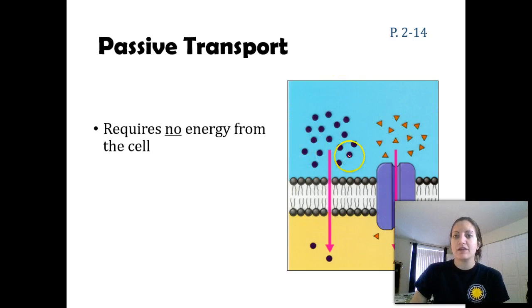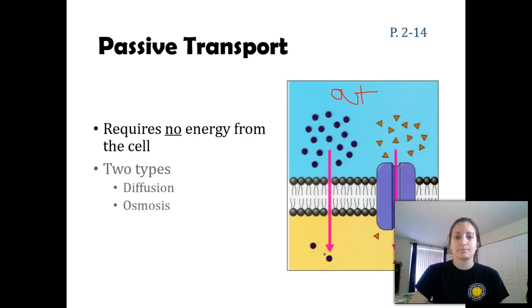So here again, here is our solution on the outside of our cell. So here we have the liquid, and then we have these solutes that are floating around that our cell needs. So one way that these cells can enter is pretty easily. They don't need energy to do it. Now there's two different types of passive transport. There's diffusion and osmosis.